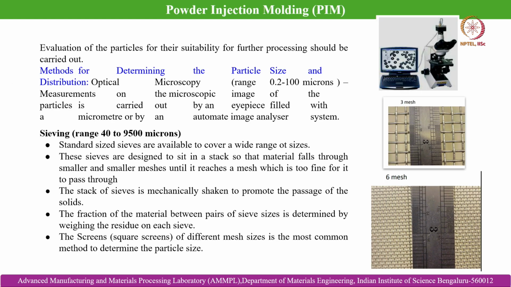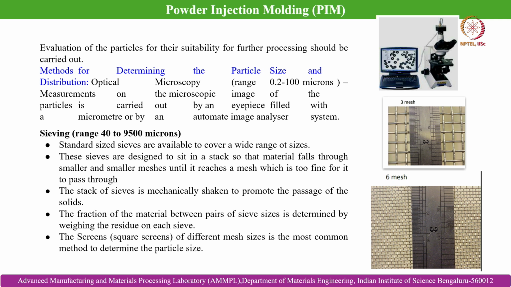Okay. So, the evaluation of the powder particles for their suitability for further processing should be carried out by particle size measurement. The most basic and conventional technique of determining the powder particle size, or segregating the powder particles as per their size so that they can be employed for the application suitable for that particular size, is the sieving technique. In sieving we generally use meshes of different sizes, which range from 40 to 9500 microns.